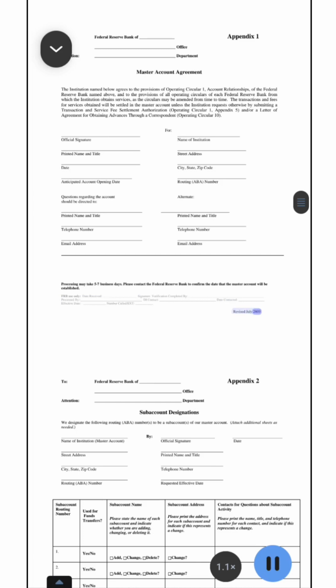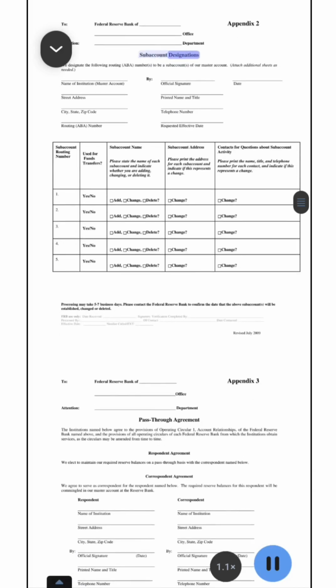Revised July 2009. Sub-account designations. We designate the following routing (ABA) numbers to be sub-accounts of our master account. Attach additional sheets as needed. By, name of institution, master account, official signature, date. Street address, printed name and title, city, state, zip code, telephone number. Routing (ABA) number, requested effective date. Sub-account routing number used for funds transfers.